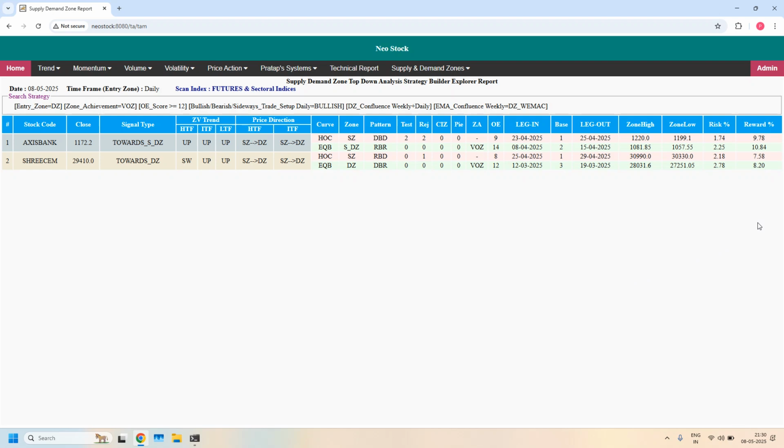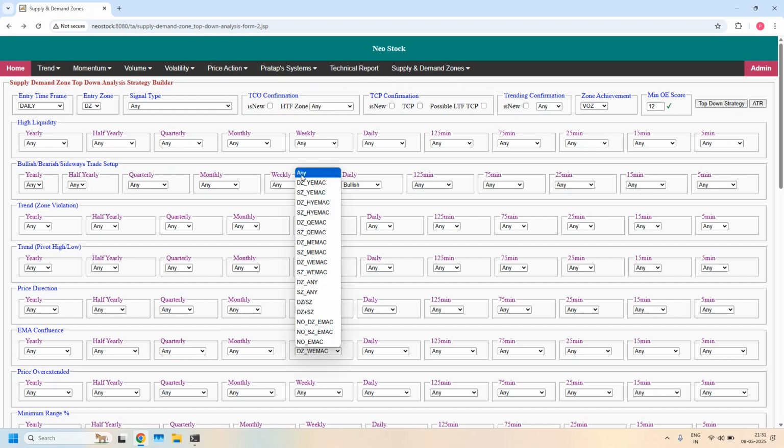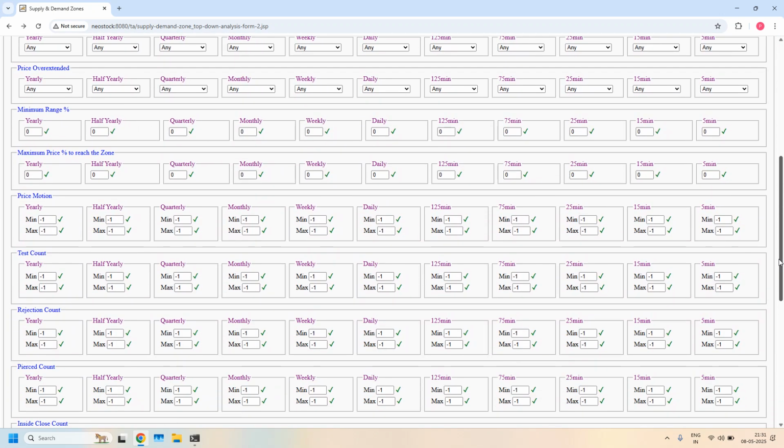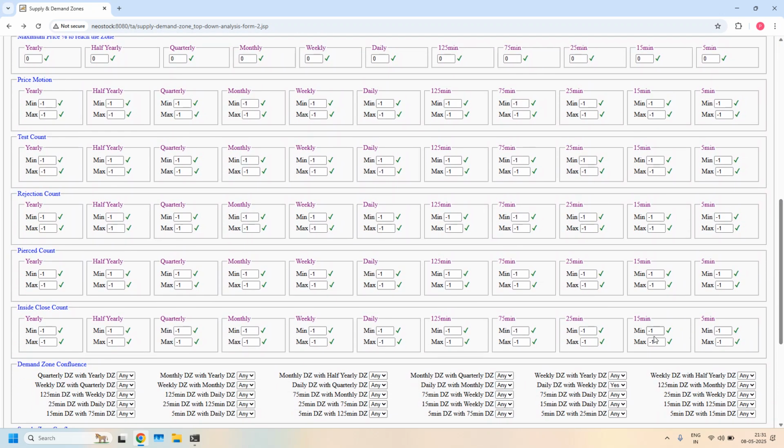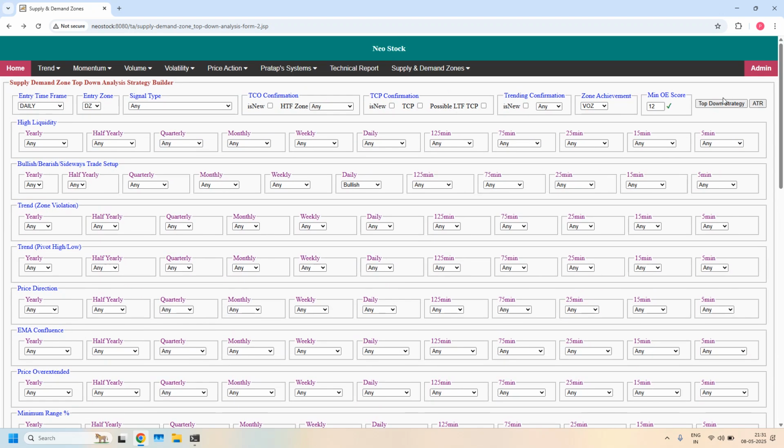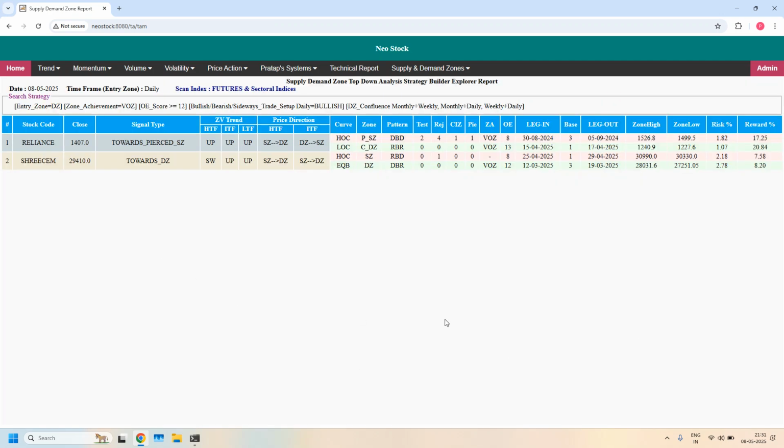Okay, next we will use one more filter, LTF, ITF and even HTF demand zone confluence. I am removing this filter. That is the daily, weekly and monthly demand zone confluence. So in the demand zone confluence, three filters we have to set. First filter is already enabled. Next, daily and monthly demand zone confluence, weekly and monthly demand zone confluence. With all the three filters, we got two stocks.